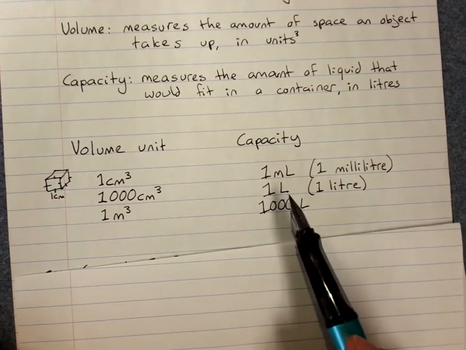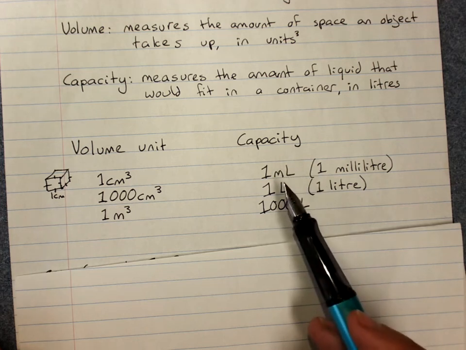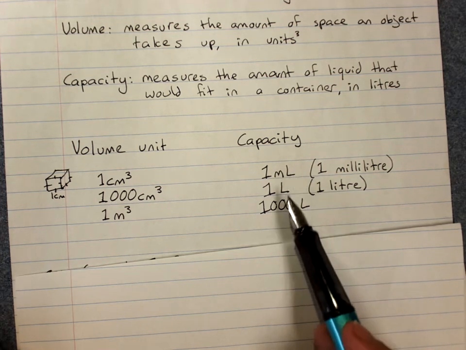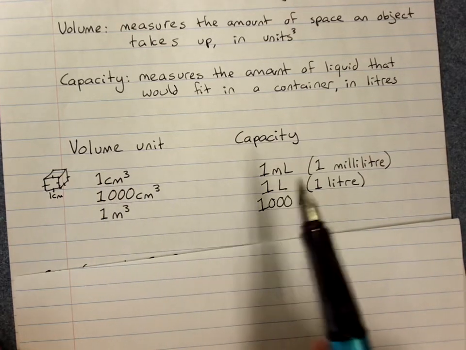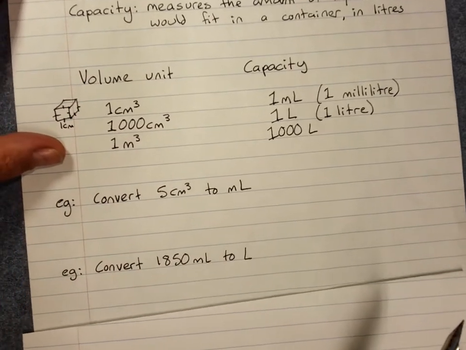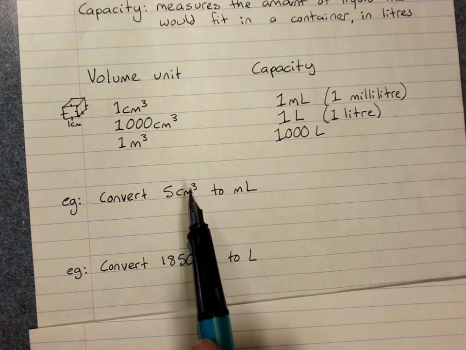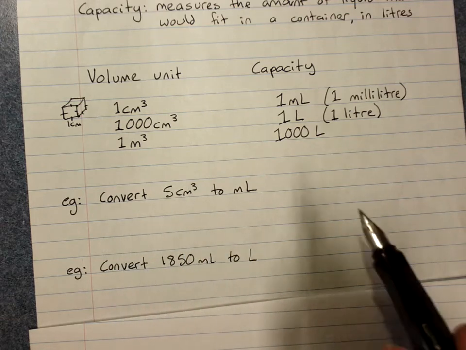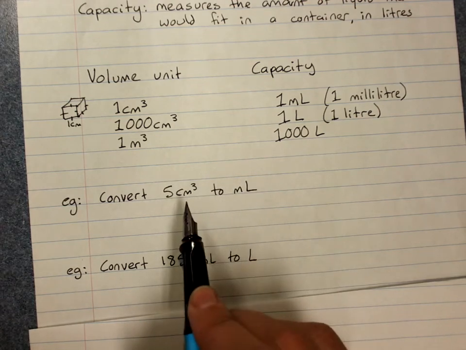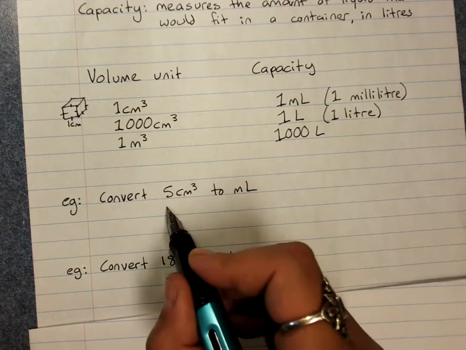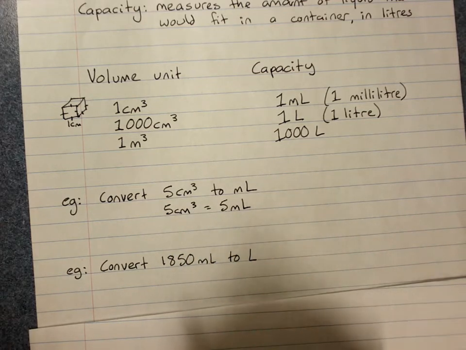Sometimes we'll just want to convert, say I've got 1,500 millilitres, what's that in litres? So sometimes we just want to convert within capacity, and sometimes I want to know how do we go from volume to capacity. So here's one where we're going from volume to capacity: convert 5 centimetres cubed to millilitres. Now you don't really need to do a full conversion here because it's always the same for centimetres cubed and millilitres. So 5 centimetres cubed is 5 mils.